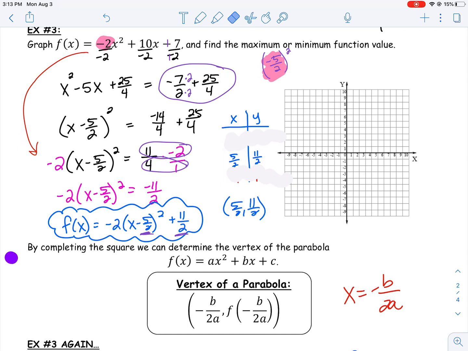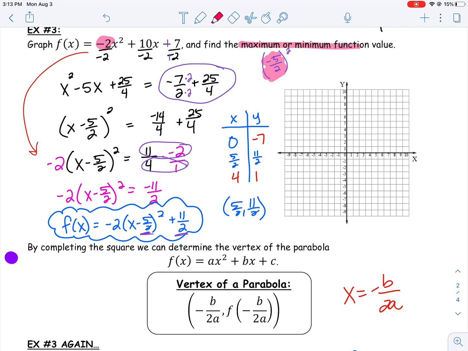You could put it into a table of values. You can pick a number just before it, you can pick a number just after it, and you should be able to plot those. It's a little bit ugly because you're going to have to estimate where 5 halves is and 11 halves is, but you could graph it if you needed to.